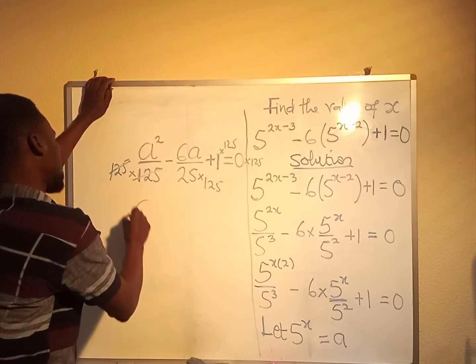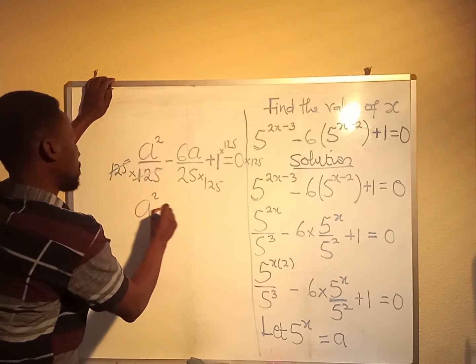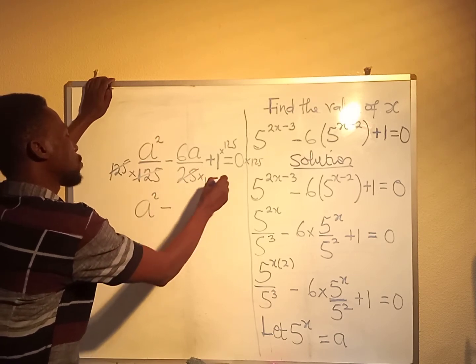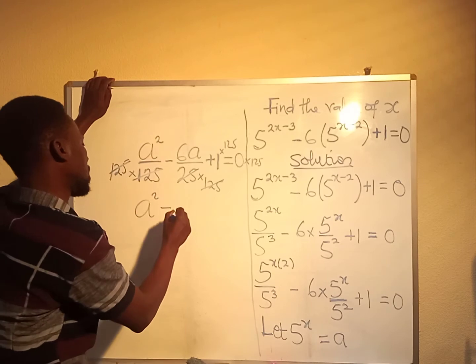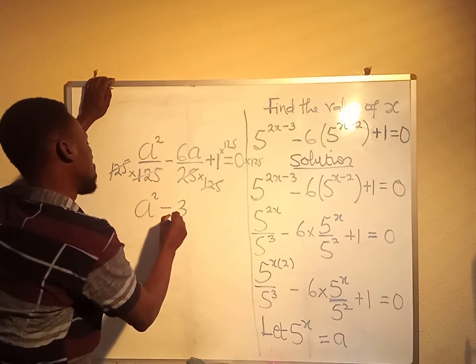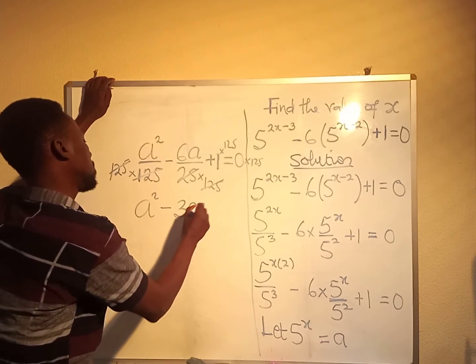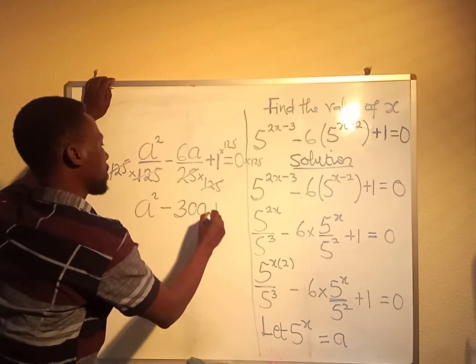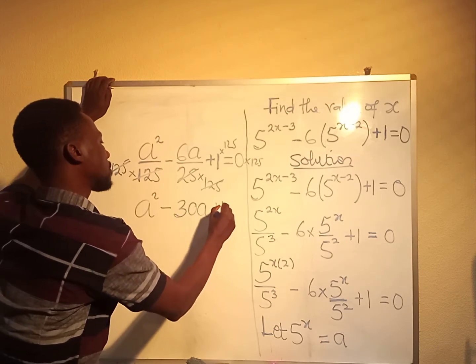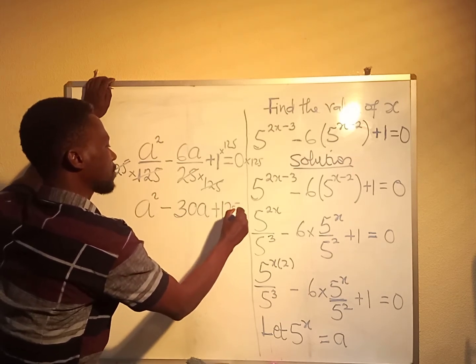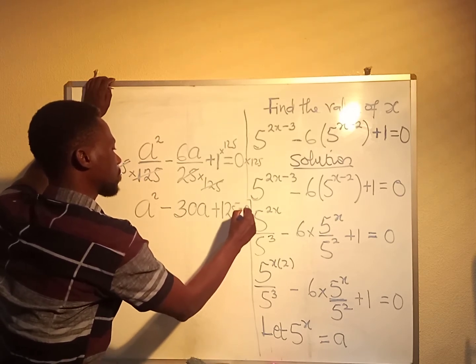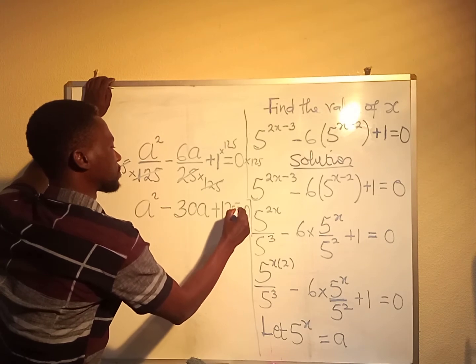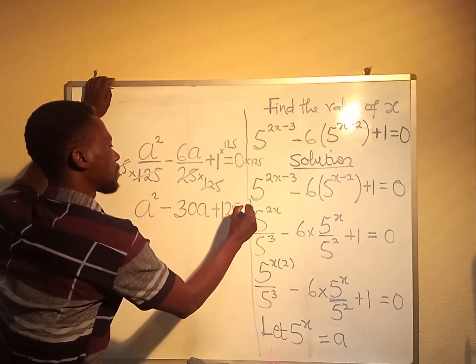1 times a squared will give us a squared. Minus 25 will go into 125, that is 5 times 5, times 6a will give us 30a. So we shall have minus 30a plus 1 times 125 is 125. This is equal to 0. So we have 0 over here. So this is what we have.